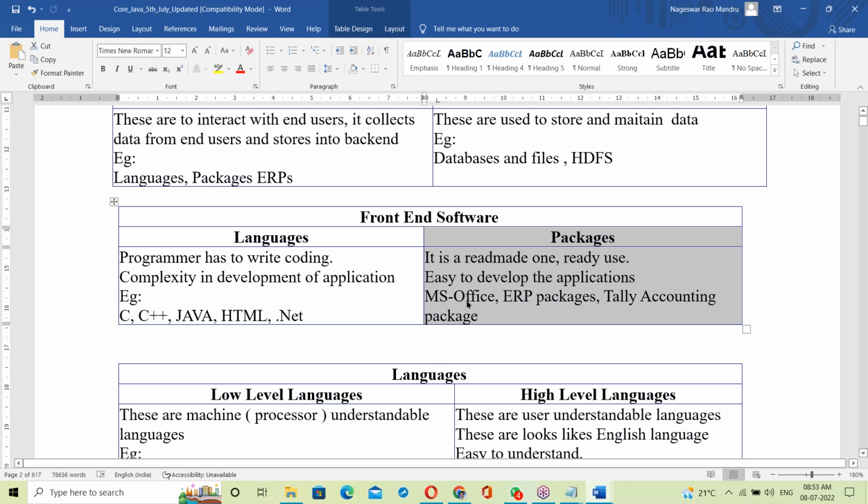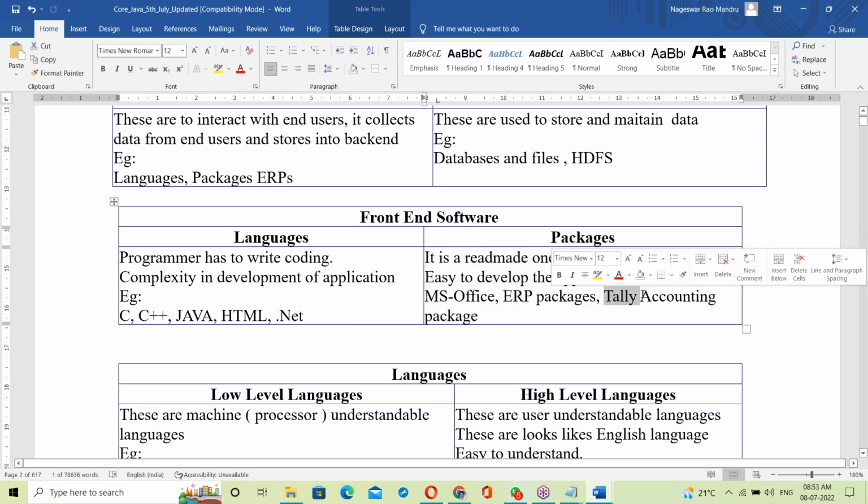For example, MS Office package. Next, ERP packages like Oracle ERP and SAP ERP, and Tally for accounting. So they are the packages. Packages are ready to use, without any coding. Programming is not necessary. In MS Office you directly finish: open a Word document and prepare it, open Excel and prepare some records. Even Tally accounting package, coding is not necessary.